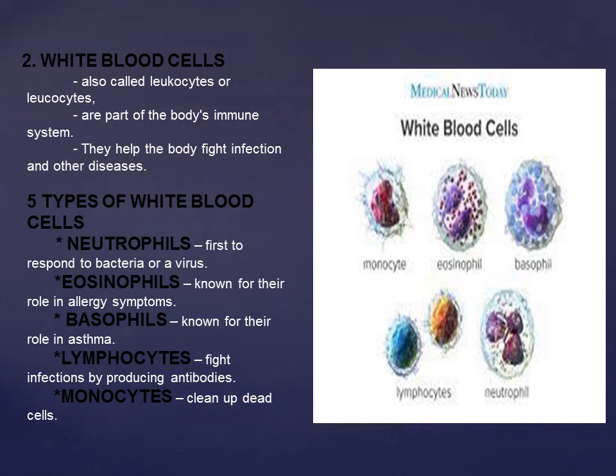The white blood cells have five types: the neutrophils, eosinophils, basophils, lymphocytes, and monocytes. Neutrophils are the first response to bacteria or a virus. Eosinophils are known for their role in allergy symptoms. Basophils are known for their role in asthma. Lymphocytes fight infection by producing antibodies. Monocytes clean up dead cells.